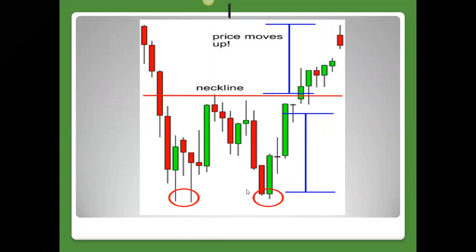Okay, so this is our double bottom here. We saw the price was coming down, then comes to a level which it can't break, then pulls back off of that level, comes back to test the same level again.